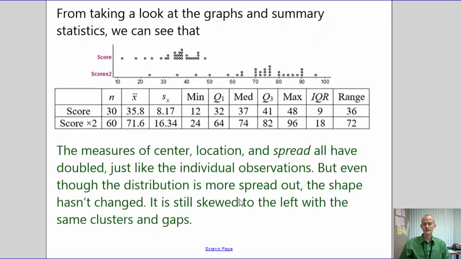It should look something like this. From taking a look at the graphs, we can see that, again, that shape stays the same. It's still skewed to the left. But those spaces in between each of our points, kind of on that left-hand side, got twice as big. By multiplying by 2, that doubled that size. So the measures of center and location and spread all have doubled, just like the individual observations. But the shape has not changed. It still has that left skew.